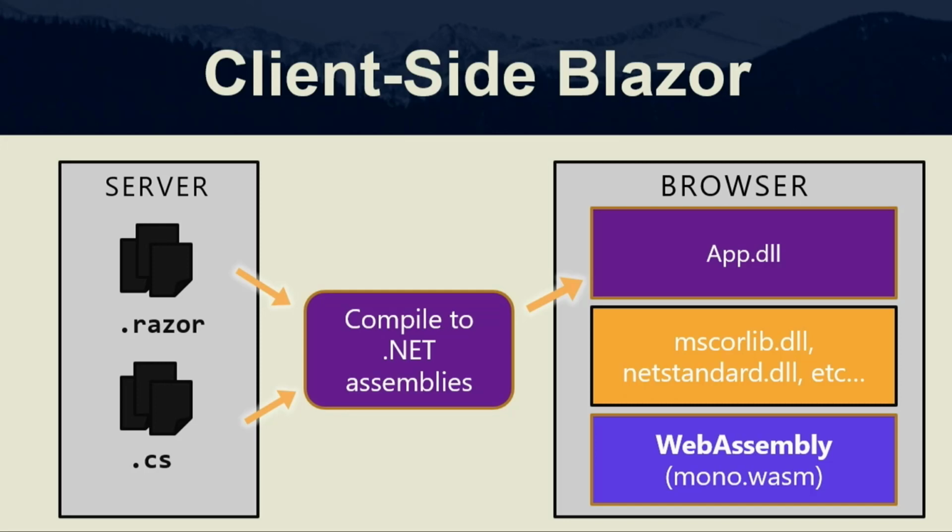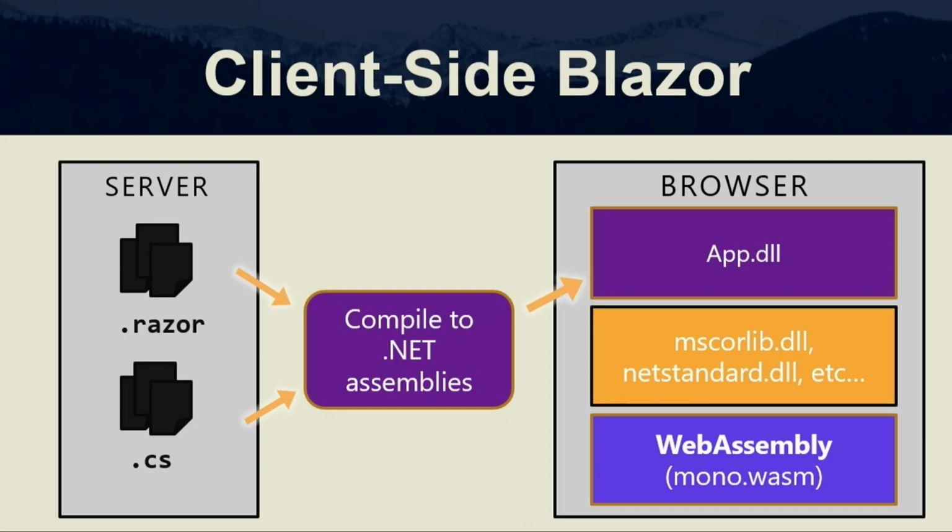It also downloads mono.wasm, which is the .NET runtime that's been compiled to WebAssembly. It knows how to interpret normal .NET DLLs. So it'll pull down your app's DLL as well as any extra libraries that might be part of .NET that you need. All of that is transferred over to the browser and spun up in the runtime, and that basically forms your fully functional Blazor application. All of that stuff is running in the browser at that point.